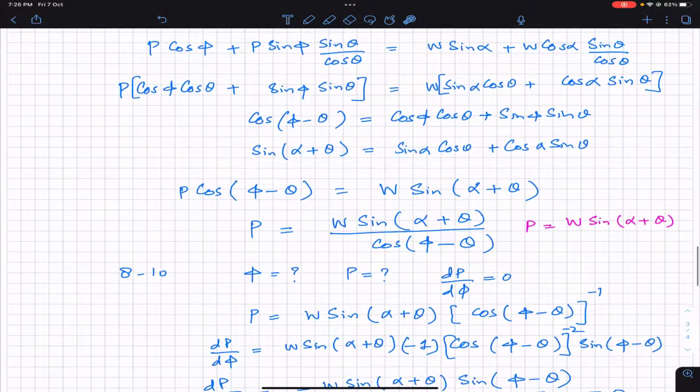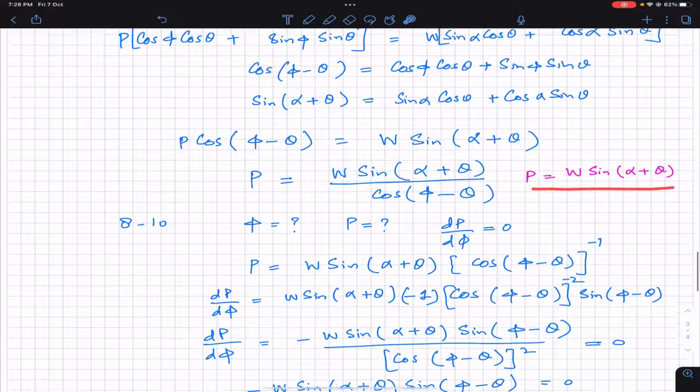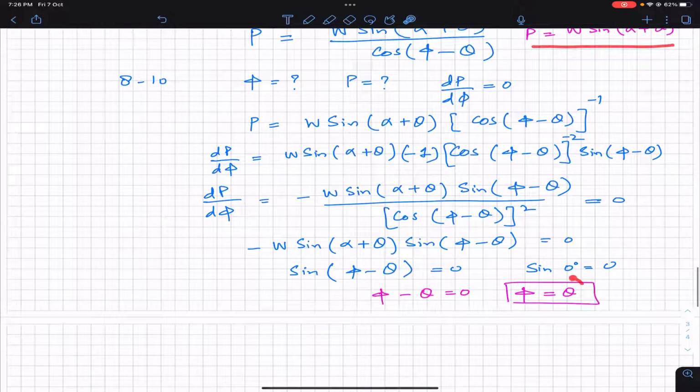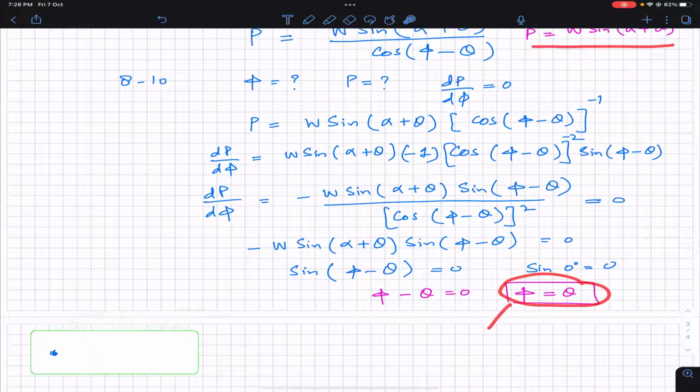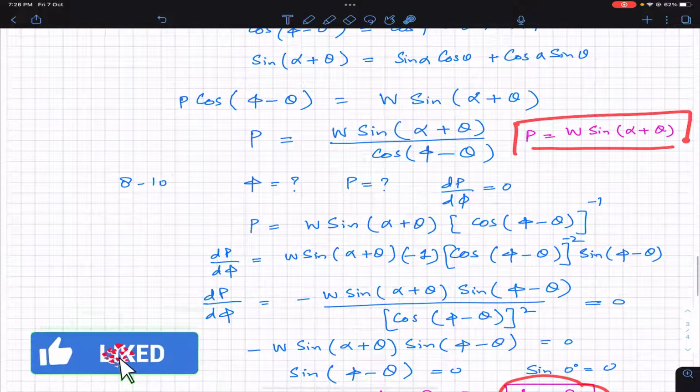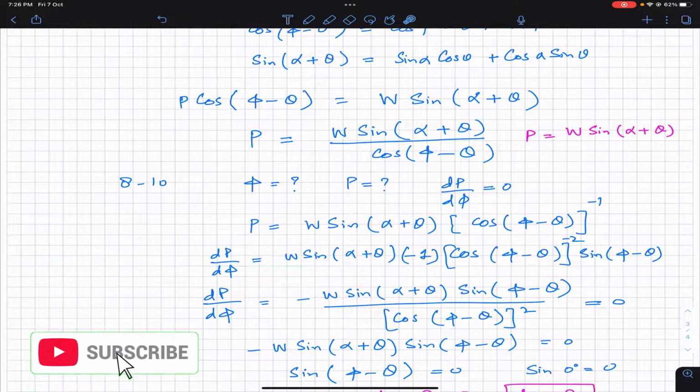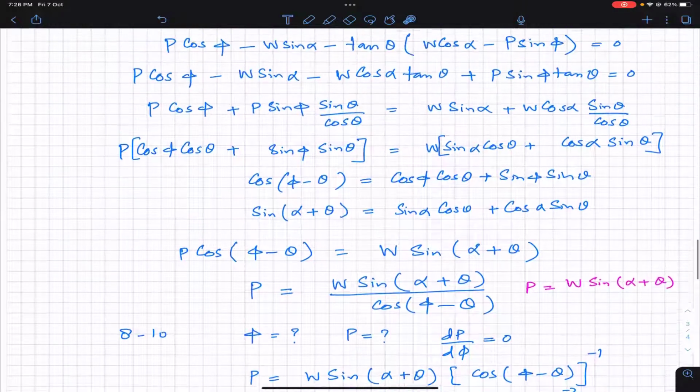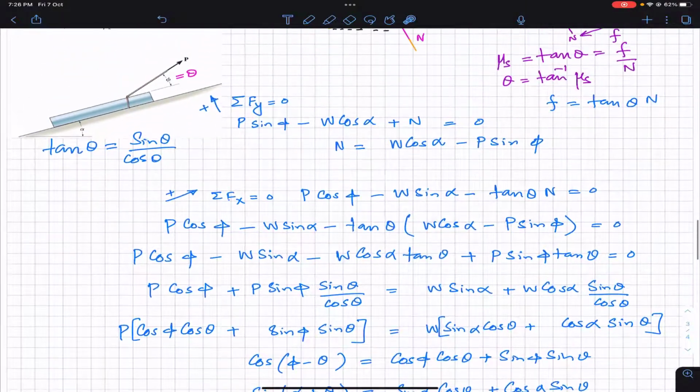So this is the solution of this particular problem. The solution of the second problem is that phi is equal to theta, and corresponding to that phi, this minimum P is equal to W sine of alpha plus theta. So I hope you would have understood this problem solution.